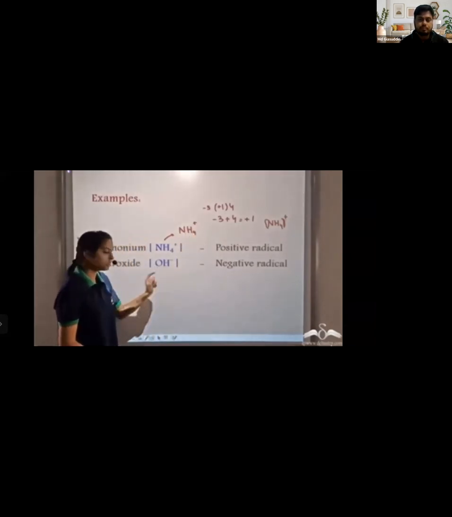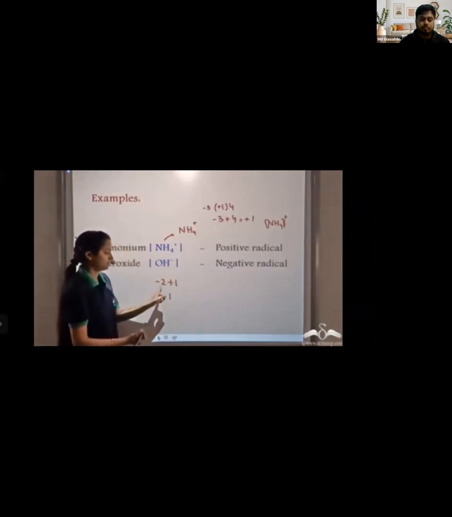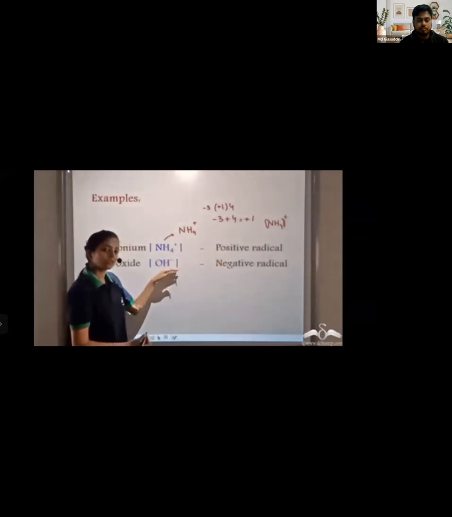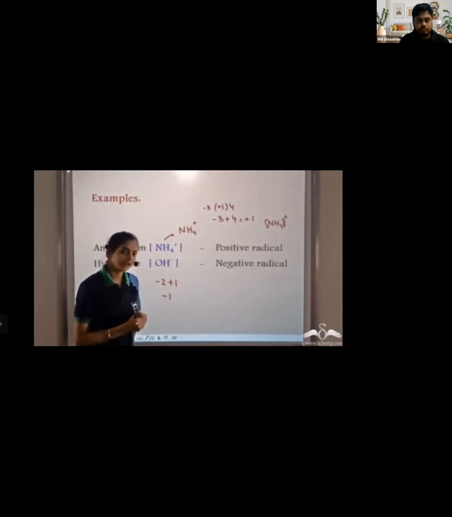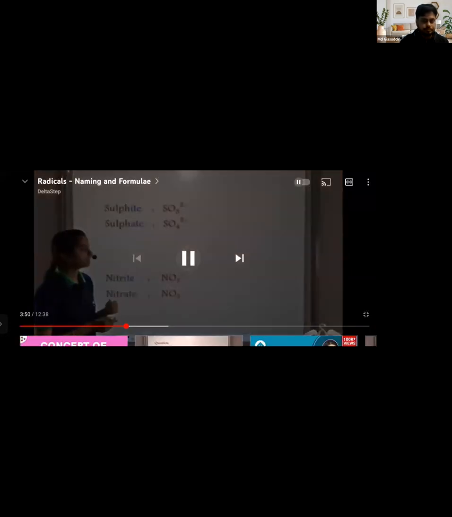Similarly, for OH-, the valency of oxygen is -2 and the valency of hydrogen is +1, so the overall charge becomes -1. The hydroxide radical has an overall -1 charge. So the ammonium radical is a positive radical, and the hydroxide radical is a negative radical. Radicals can be both positive or negative. These are some other radicals.